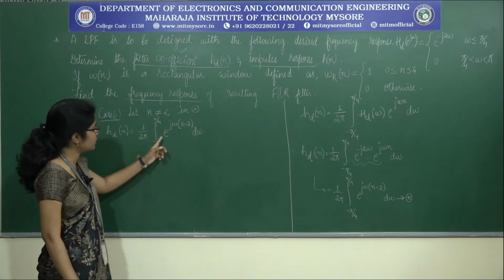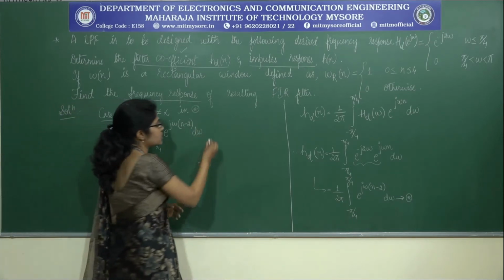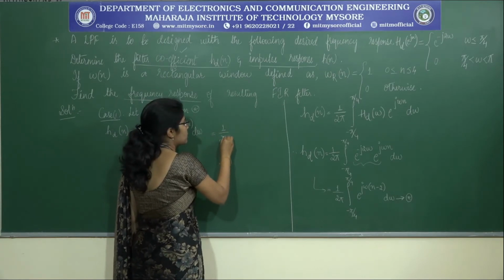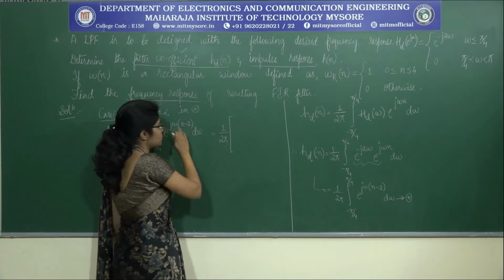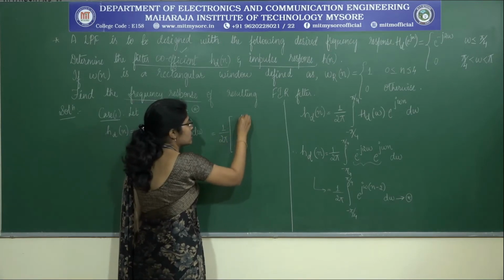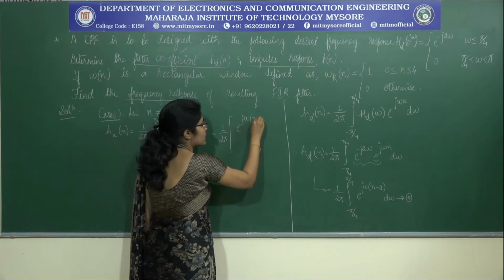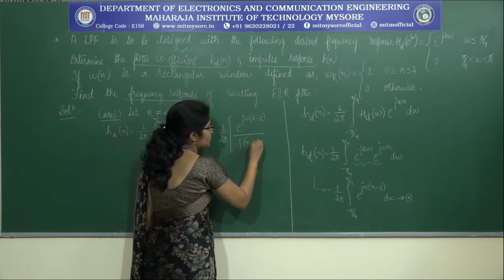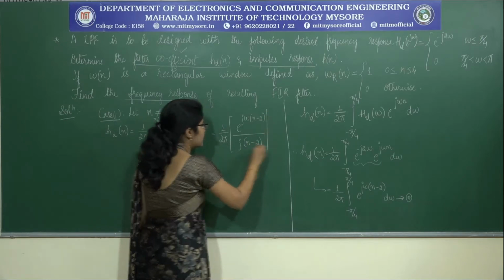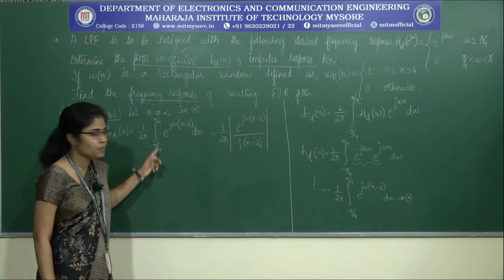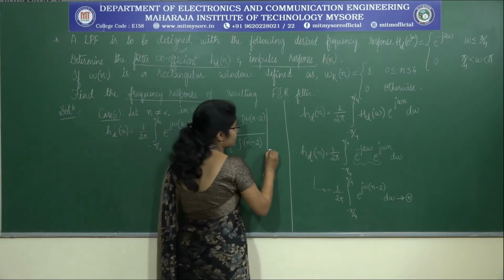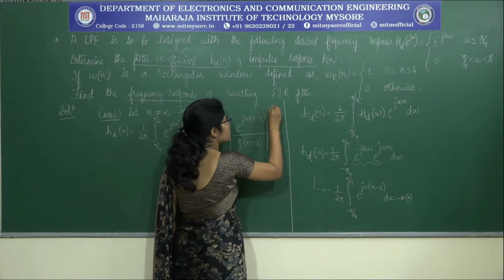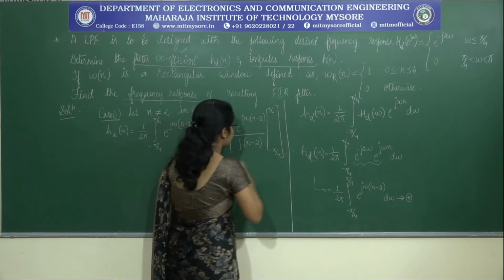Now, what we need to do? We need to integrate the exponential term. So, 1 by 2 pi is kept outside. The integration of e power j omega (n minus 2) is e power j omega (n minus 2) divided by j into (n minus 2), where the limits are from minus pi by 4 to plus pi by 4.